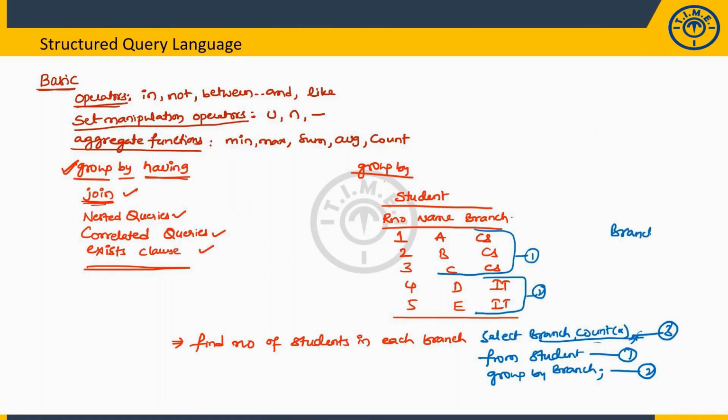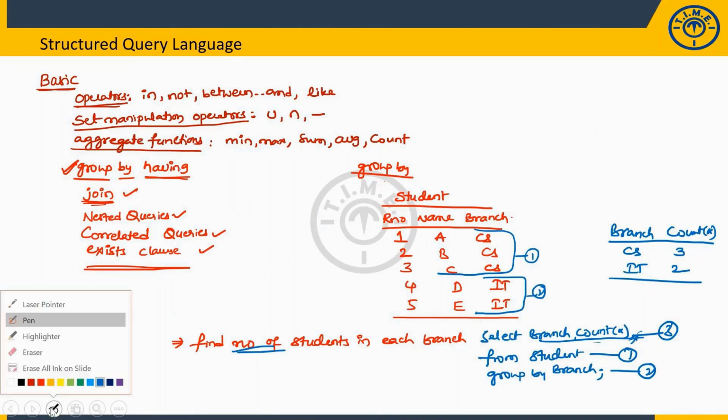It finds branch and count star, and this happens for every group. For the first group, what is the branch? CS, count is 3. Second group, branch is IT, count is 2. It is going to find the branch and count, so that we get to know in each branch how many students are there. In CS branch 3 students, IT branch 2 students. That is the number of students in every branch. This is a group by query to find it out.